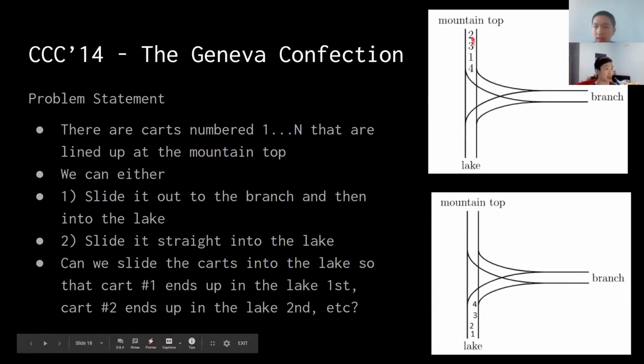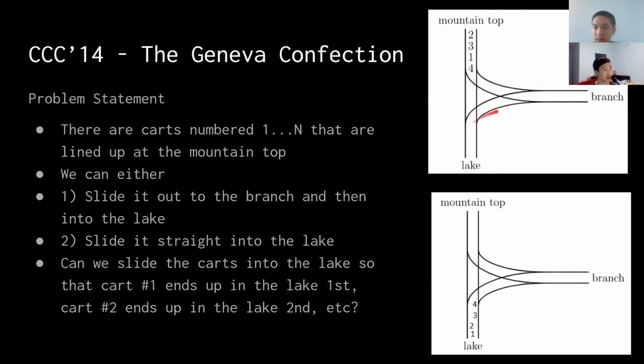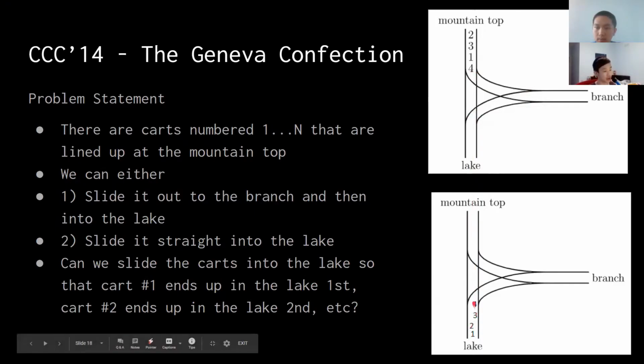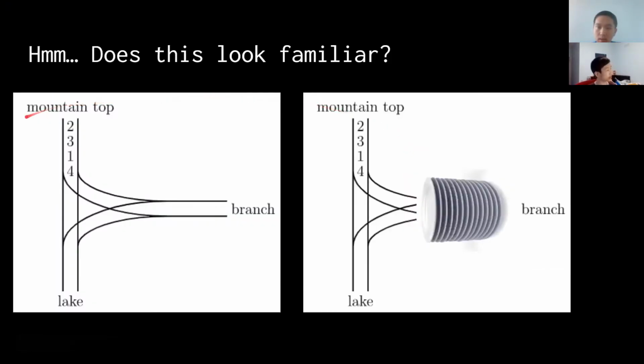So basically, you need to slide these into a branch and then organize them in a way so that they get into the lake numbered 1, 2, 3, 4, like that. Basically, organizing the carts. And if you look at the branch where you can store your carts, it's basically a stack. The branch is a stack where you can keep your stuff and pop it back out. Basically, you can use a stack as the branch.